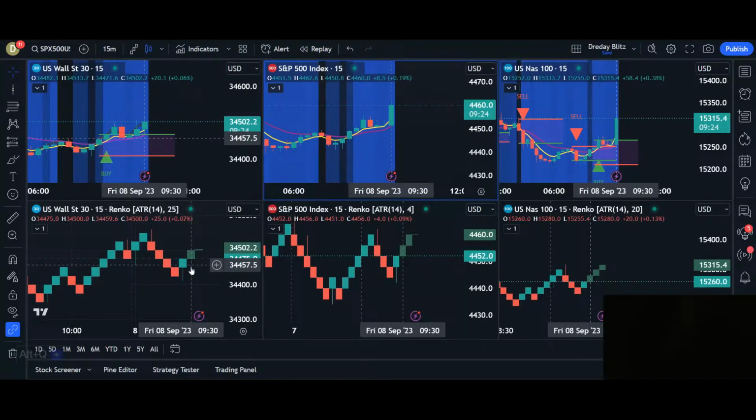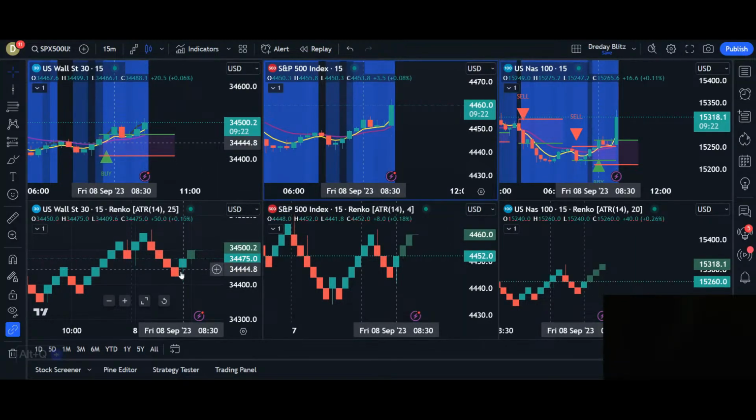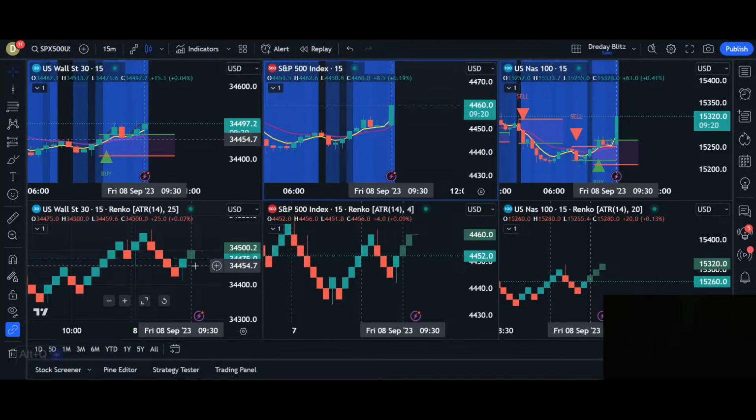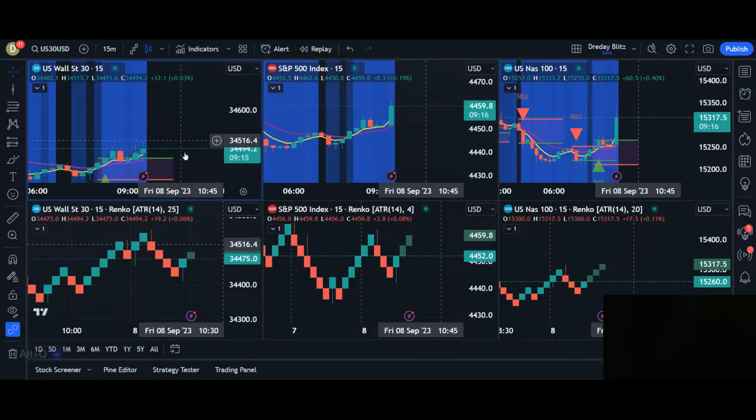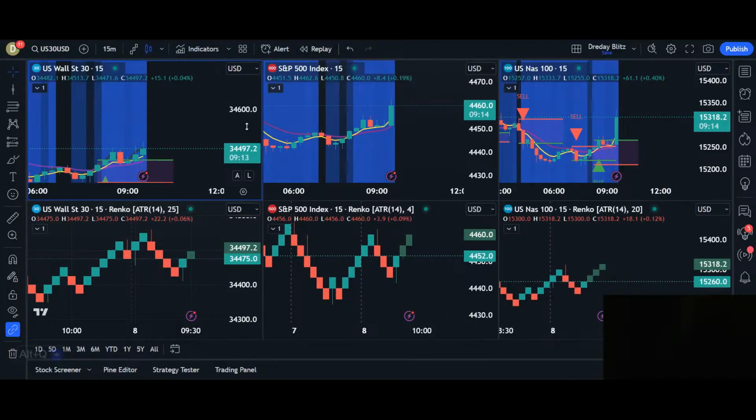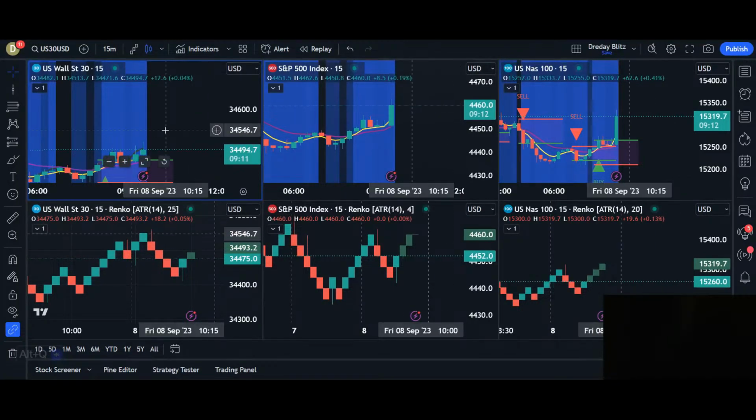And same thing for US30. Right now, it's showing us a reversal going up. So we should expect buying pressure overall. I would say since Thursday, the market was rallying up overall on all of the charts here.